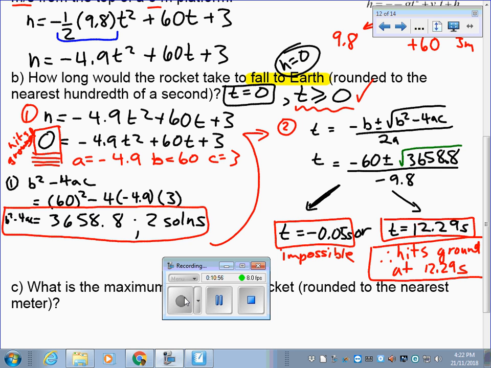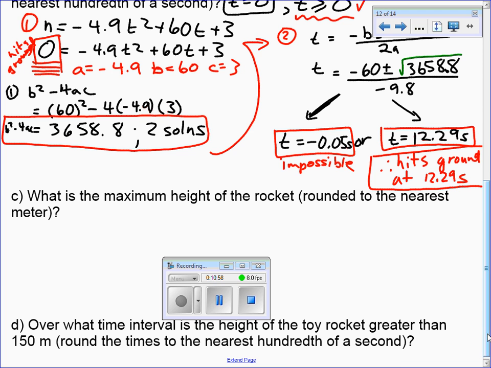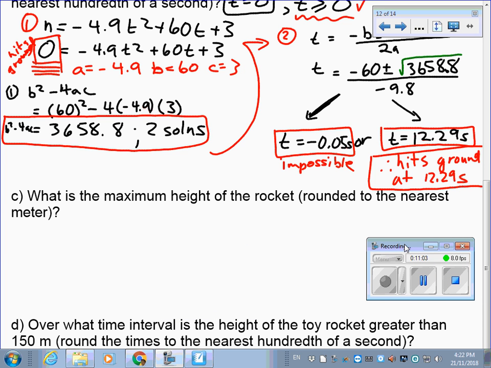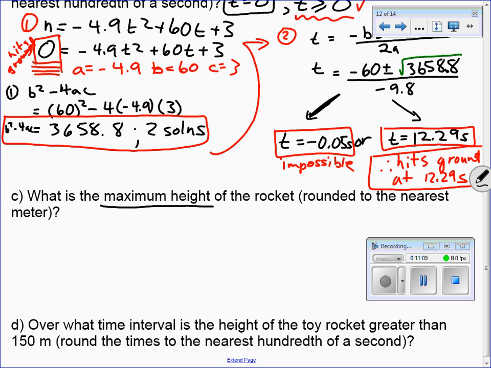Now, because this is one of those in-depth videos I told you about, we have a few things we have to do. Recall, take a look at this problem here. We're looking for the maximum height. Our original equation is given by this: negative 4.9 t squared plus 60t plus 3.